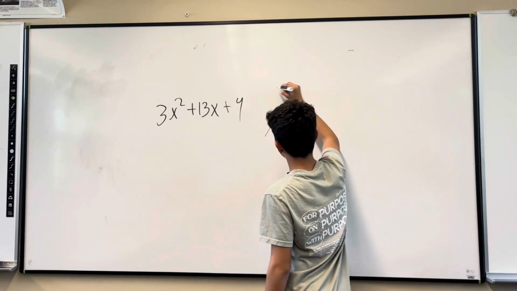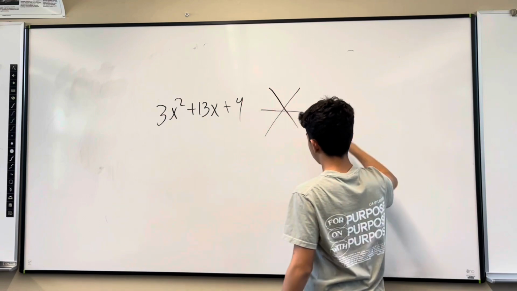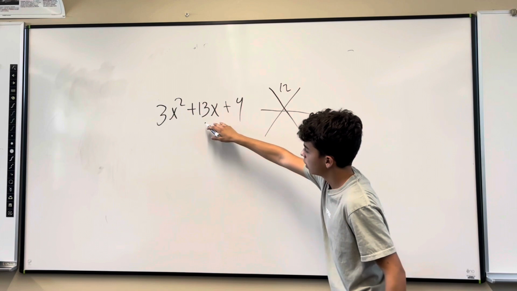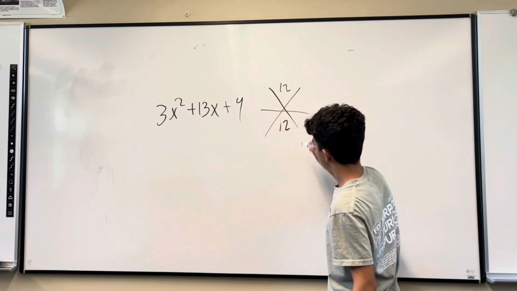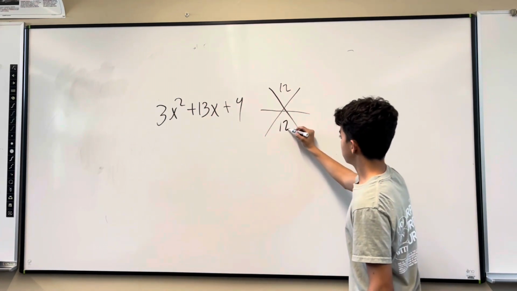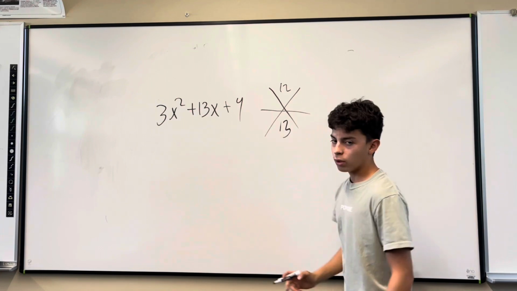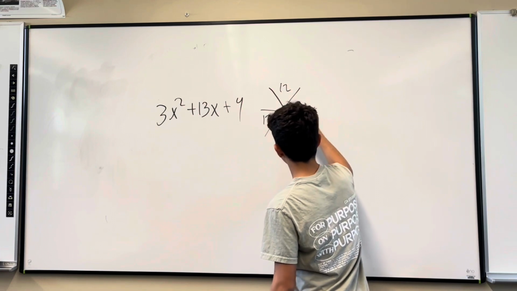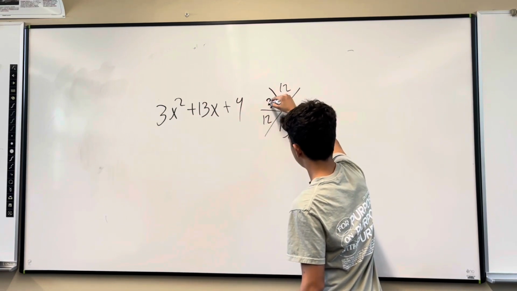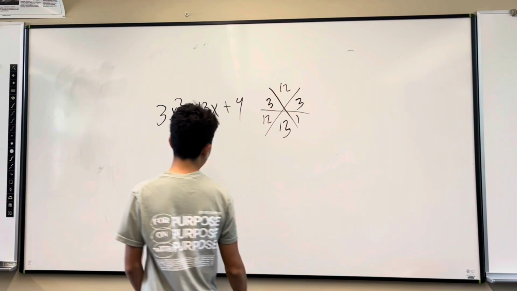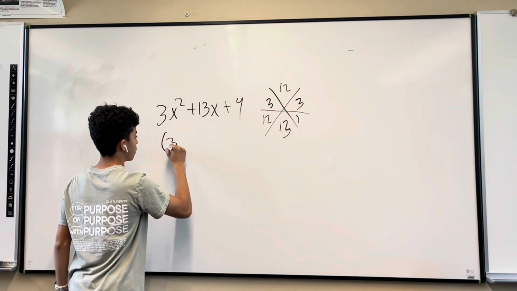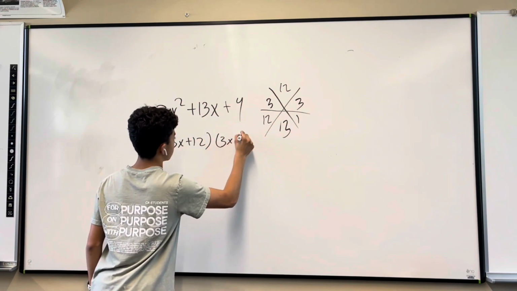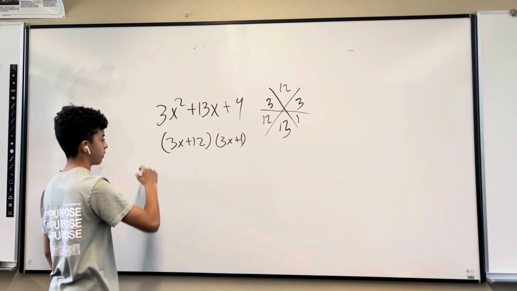So let's write our tree, little x. So a times c, what is that? 12. And what is here? 13. Then what times 12 is going to add up to 13? Which is 12 and 1. So put 12, 1, and put a 3 right here, right? Then write that out. 3x plus 12, and then 3x plus 1, right? Factor out 3.